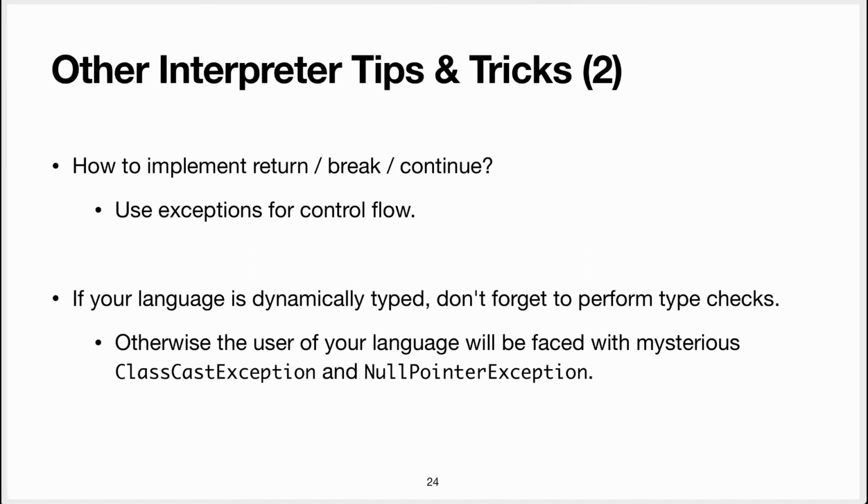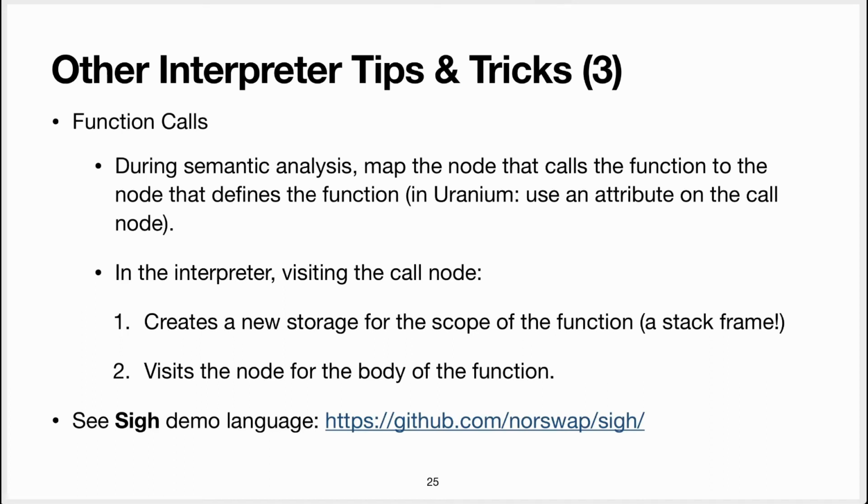I've said this also multiple times, but if your language is dynamically typed, don't forget to perform type checks in the interpreter. Otherwise, your user will be faced with confusing exceptions that they will not know what to make of. Finally, how do you implement function calls in the interpreter?